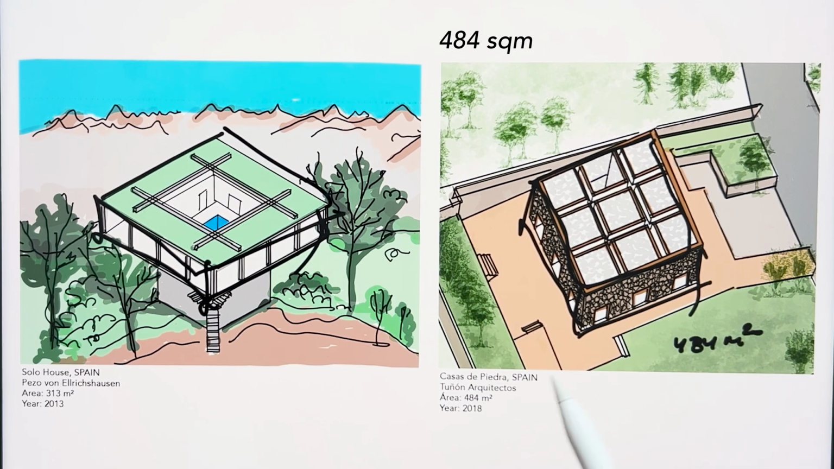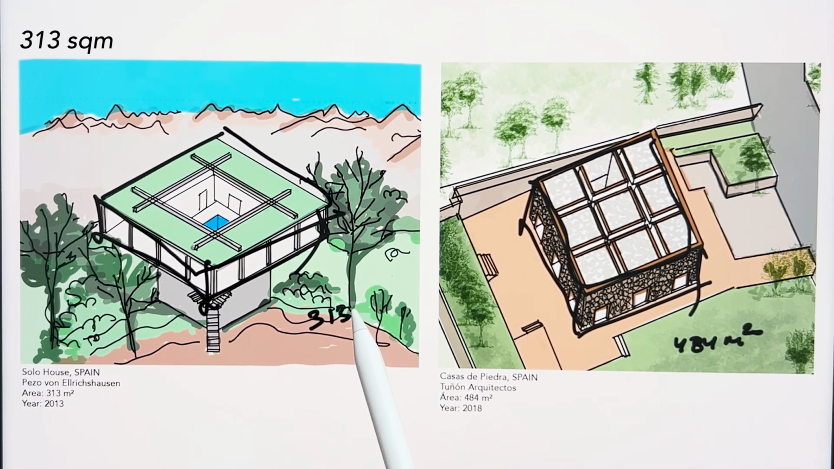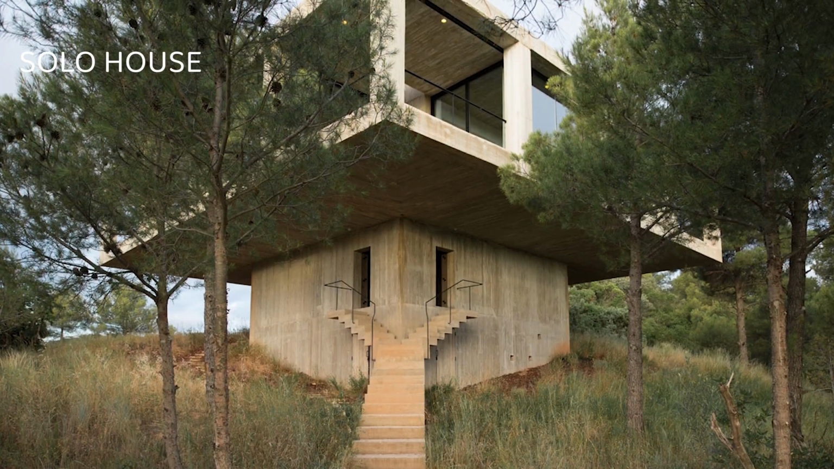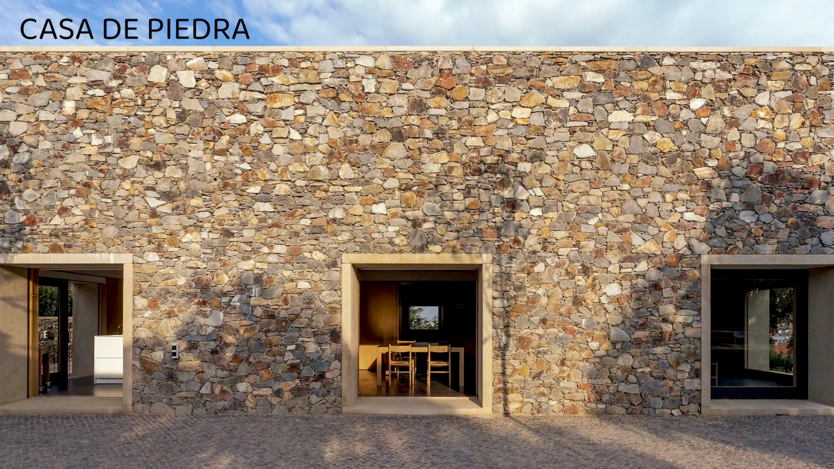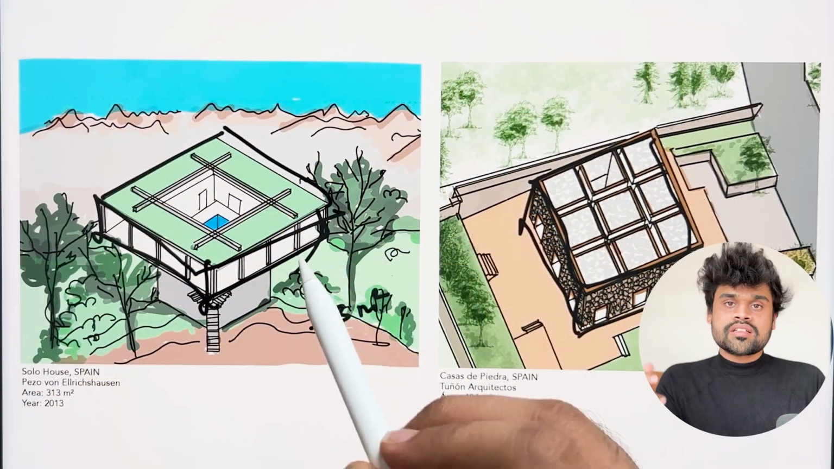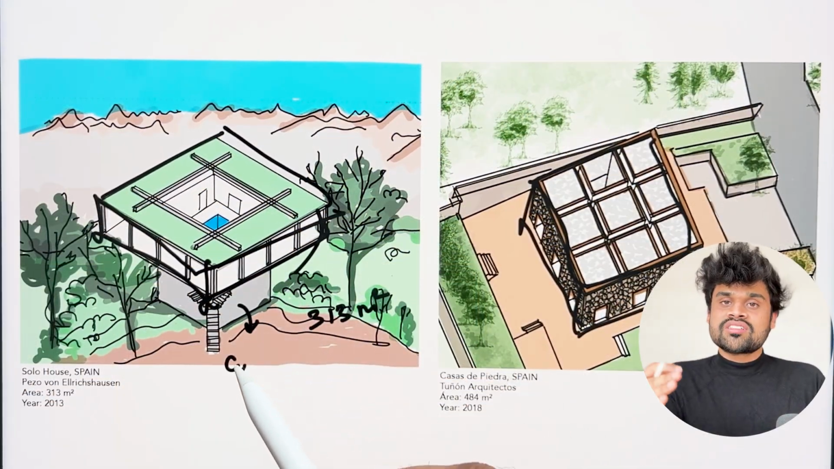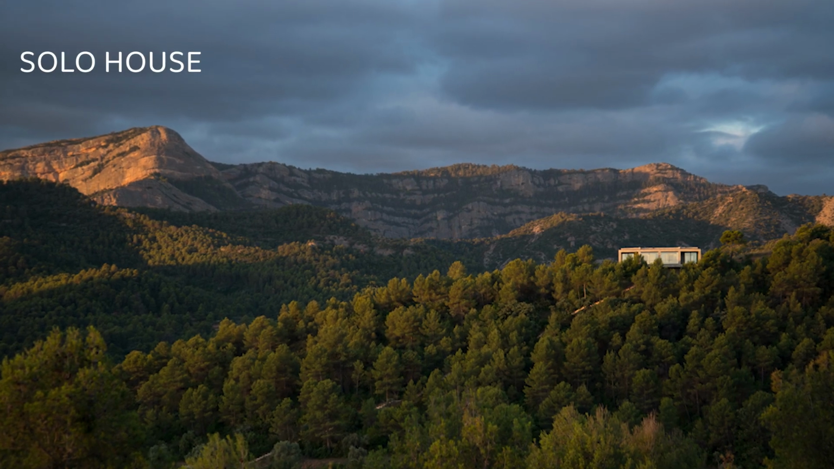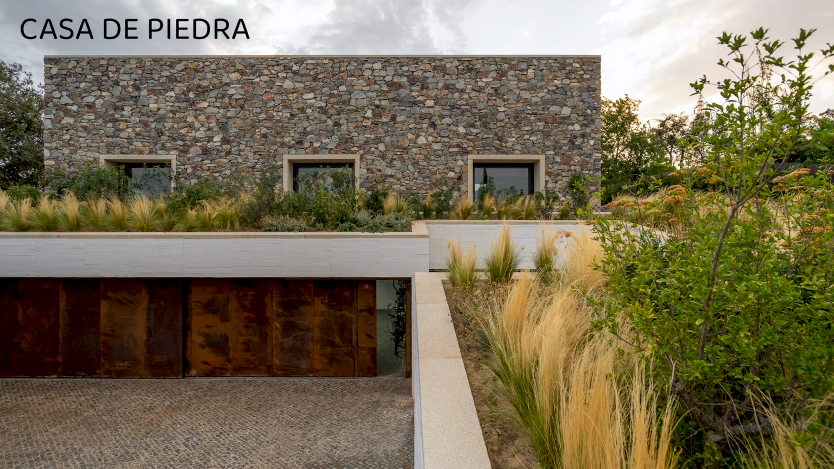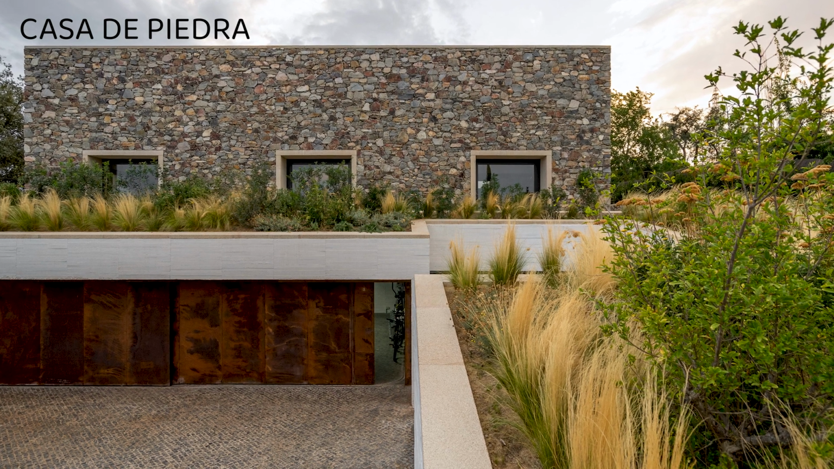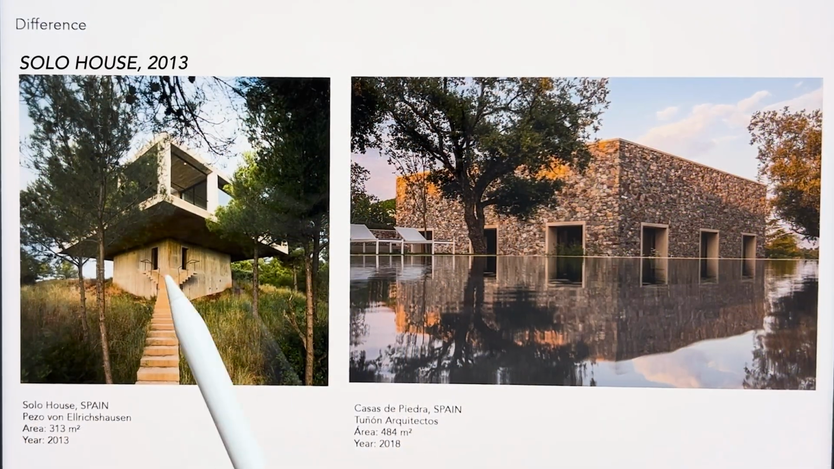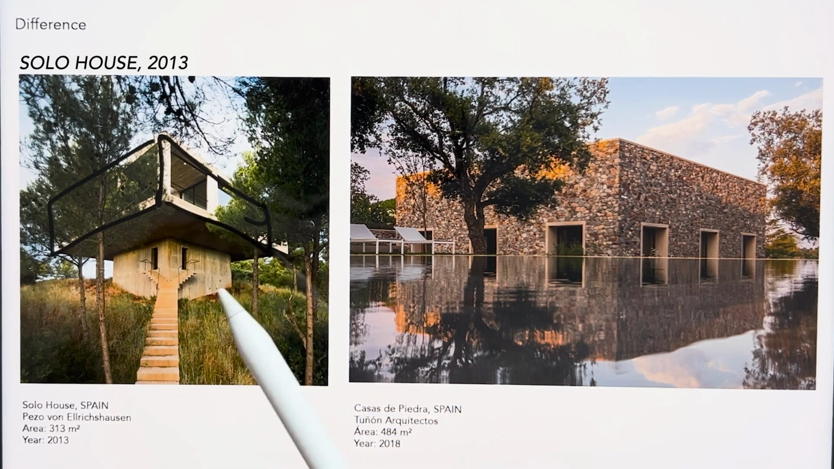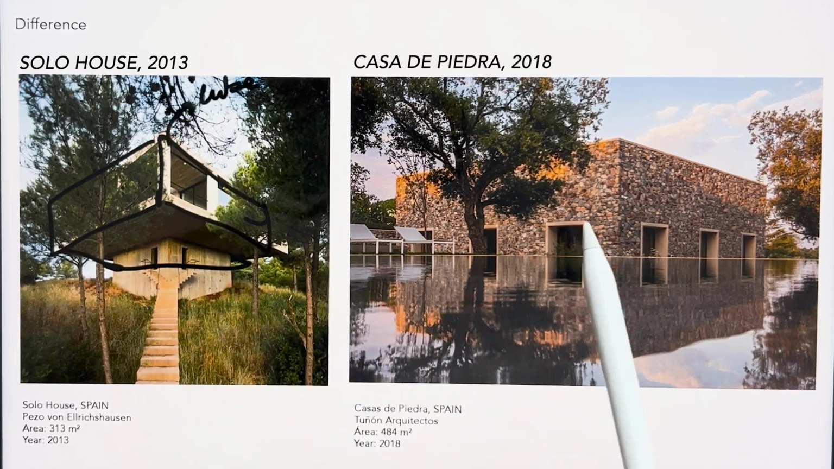The area of the Casa de Piedra is somewhere around 484 square meters, whereas the area of the Solo House is somewhere around 313 square meters. While we are comparing these two projects, the first house is in exposed concrete, while the second is done in exposed stone. In this video, we will try to understand that these two architects are very different, but somehow they follow the same principles to design their houses. These houses were created in two different contexts for two different clients and using two different kinds of materials. So let's compare these two projects, with the first designed by Pezo von Ellrichshausen in 2013 and the second house by Tuñón Architects designed in 2018.